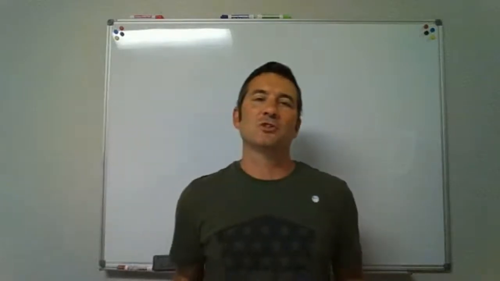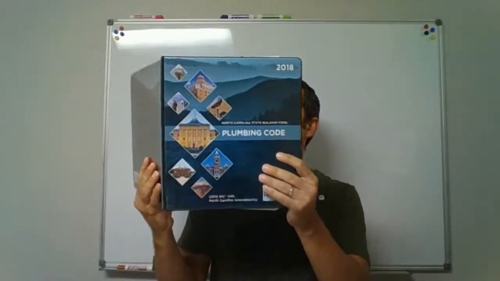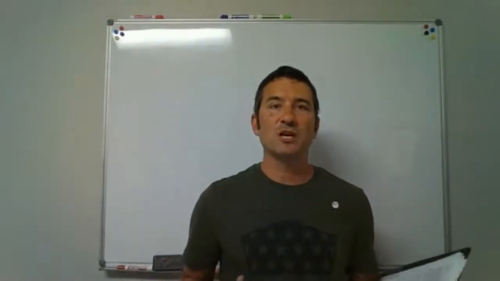Intro to Plumbing Codes class. There's the book we're using right here. The latest edition, the 2018 edition of the International Plumbing Code with the North Carolina Amendments Plumbing Code. And we're picking up with Chapter 6.